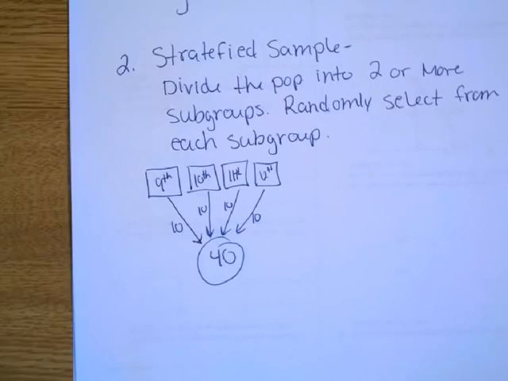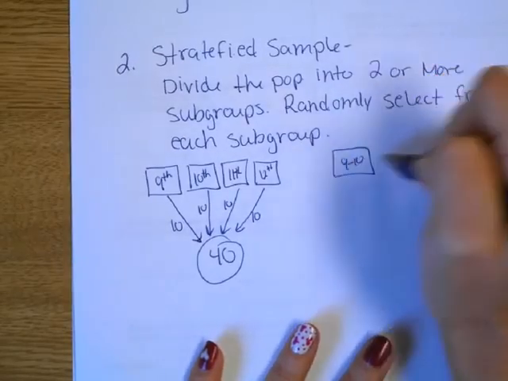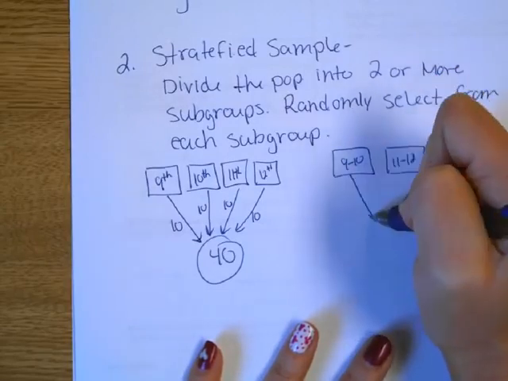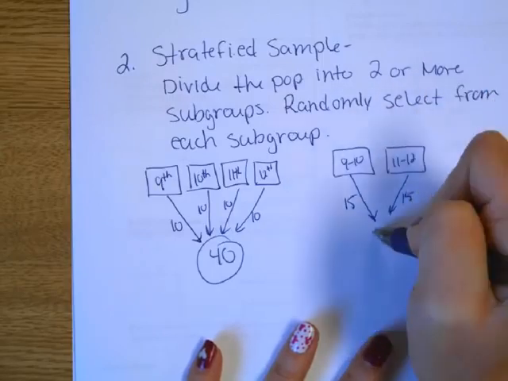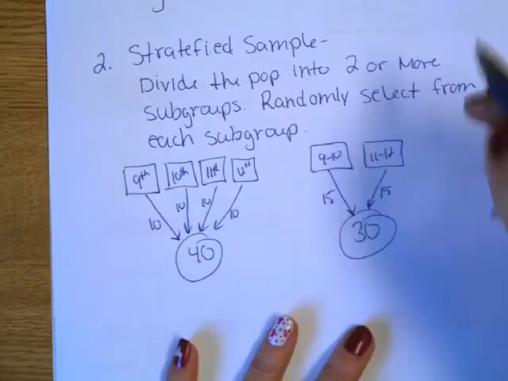Upperclassmen and lowerclassmen, so 9th and 10th, 11th and 12th. And take however many I want, say 15 from each, and have a sample of 30. How else could I divide the high school? Males and females, boys and girls.